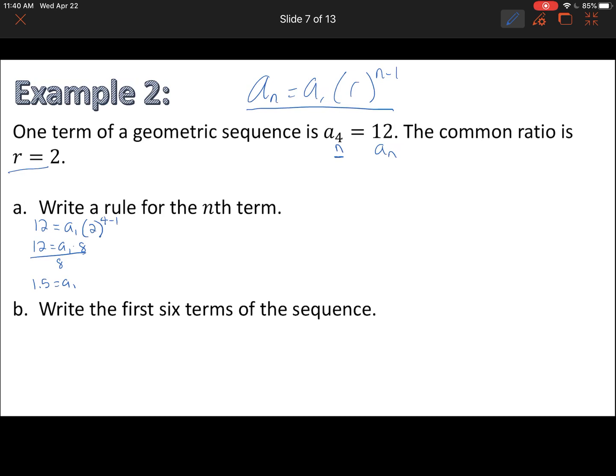So now I have my first term and my r value, so I have the whole formula. A sub n equals 1.5 times r, which is 2, raised to the n minus 1. All right, so there's my rule.